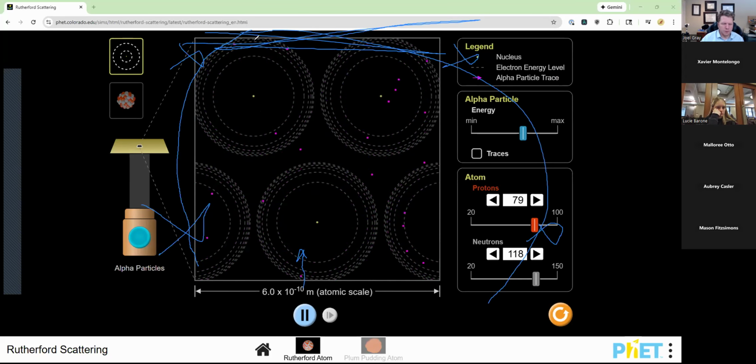So you could, for the purposes of Super Bowl week, say, I'm going to fire them from one end zone. They're going to end up in the other end zone if the plum pudding model is right. If the plum pudding model is not right, I'm going to throw them from one end zone, and they're going to end up randomly throughout the stadium. I feel like that was a little bit more sensible.